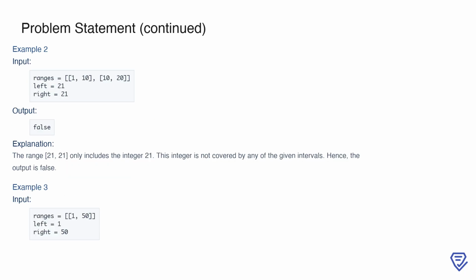Now consider a different example. Here, the intervals are 1, 10, 10, 20, and the range to check is left, right, equals 21, 21. In this case, the range includes only the single integer 21. To determine if the range is covered, we need to check if 21 falls within any of the given intervals. However, the intervals provided only cover integers from 1 to 20, so 21 is not covered by any of them. As a result, the output is false.